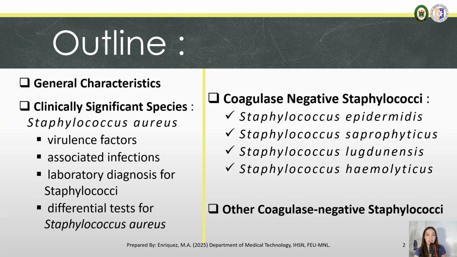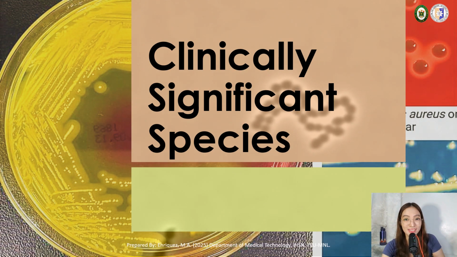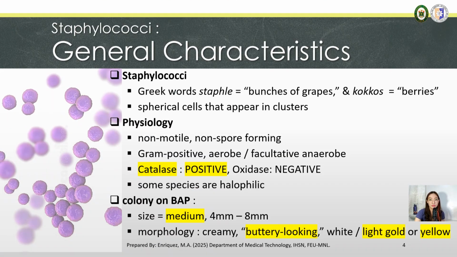Here is the outline of our discussion. We'll first describe the general characteristics of the genus Staphylococcus, and then describe the virulence factors associated with the Staphylococcus species and their role in pathogenesis. Next, we'll evaluate the catalase and coagulase test for the identification of Staphylococcus aureus, and finally, we'll look into the other coagulase-negative staphylococci. Let's proceed with the clinically significant species.